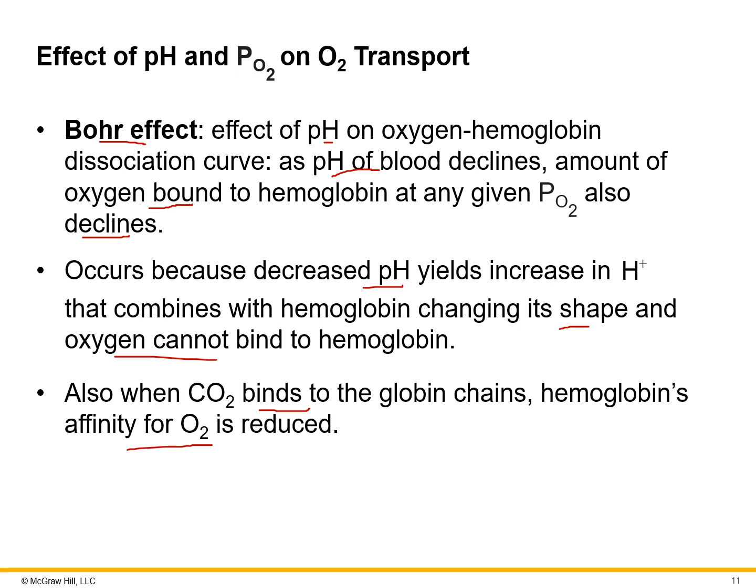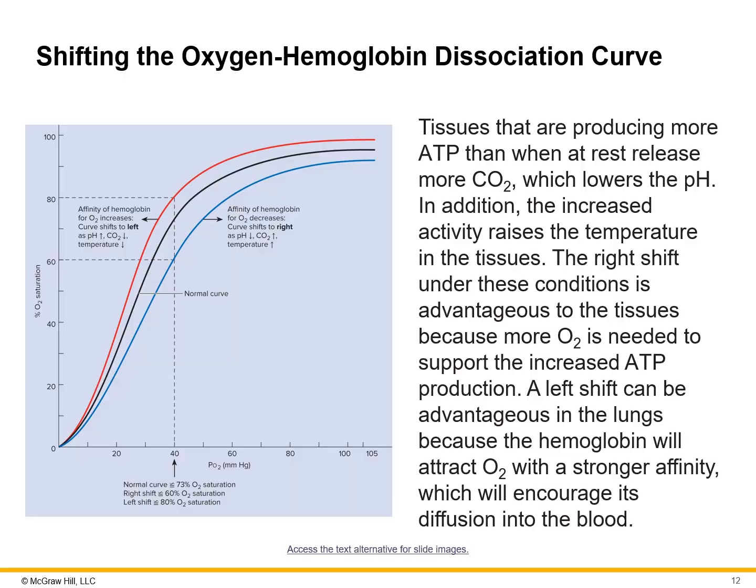That's going to change the shape of hemoglobin. Carbon dioxide attaches, and that prevents oxygen from binding as well. This is just showing the effect on that curve. Again, our red line here is our normal, and at 40 partial pressure for oxygen, about 75% or so is saturated.